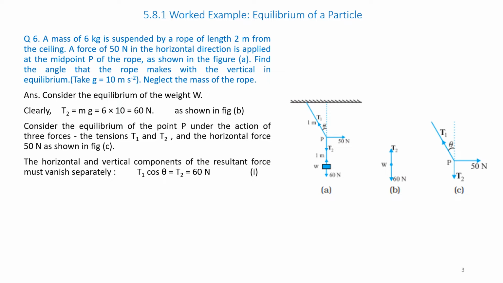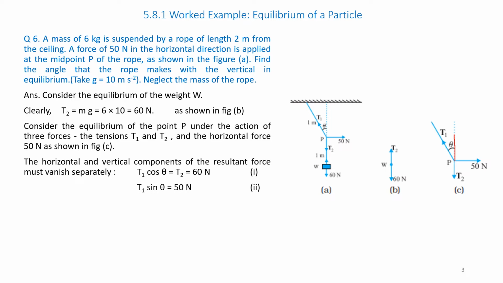So therefore, T1 cos theta. If you consider the third figure, this is T1 cos theta, the red line. So T1 cos theta should be equal to T2, which acts vertically downward, that is 60 newtons as per the figures. In figure B, T1 cos theta is equal to T2 is equal to 60 newtons. Let it be equation 1.